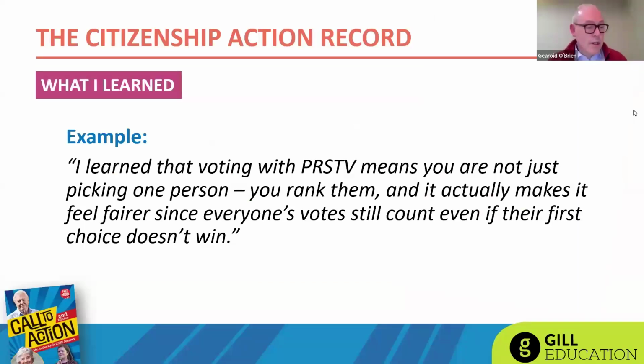The next piece is what I learned. This is literally the facts that they learned from doing it. So, I learned that voting with PRSTD means you're not just picking one person, you rank them. So it's the facts they learned from it that go in there.